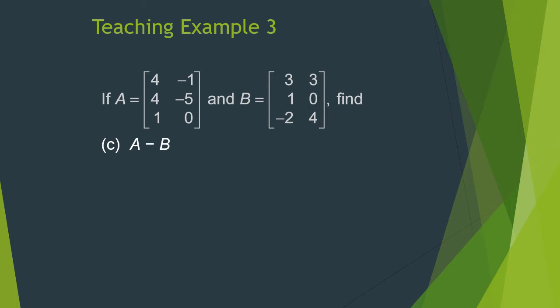All right, A minus B. 4 minus 3, 1. Negative 1 minus 3, negative 4. 4 minus 1, 3. Negative 5 minus 0, negative 5. 1 minus negative 2, negative 3. 0 minus 4, negative 4. Element by element. That's all you have to do.